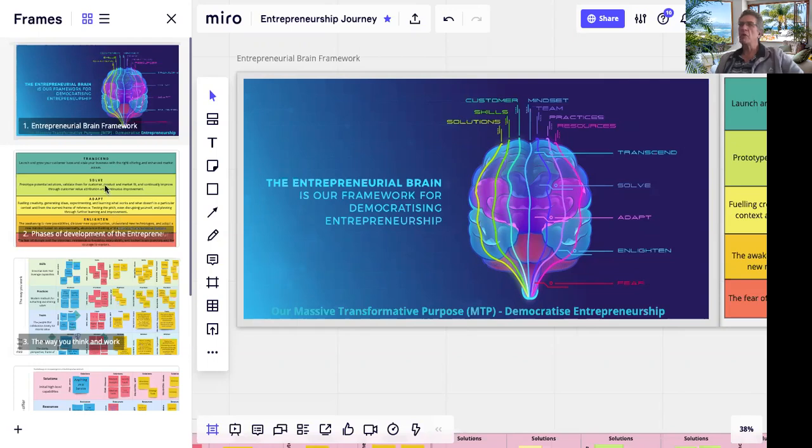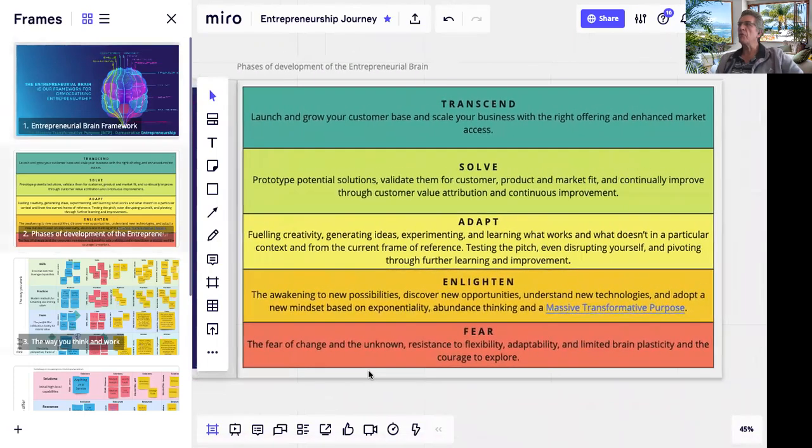So the phases of development that we see for the entrepreneurial brain start with fear. This is really about the fear of change, the fear of unknown, resistance to flexibility and adaptability, and a limited brain plasticity, and the courage to explore. Then there's the enlightened phase, which is really the awakening to new possibilities, discovering new opportunities, understanding new technologies, and adopting a new mindset based on exponentiality and abundance thinking, and your own massive transformative purpose.